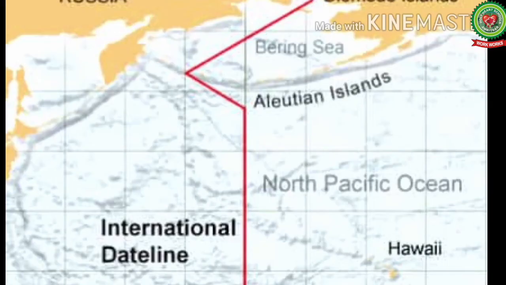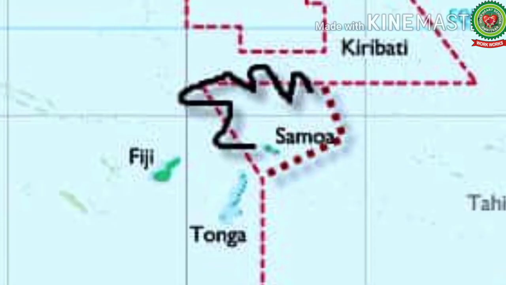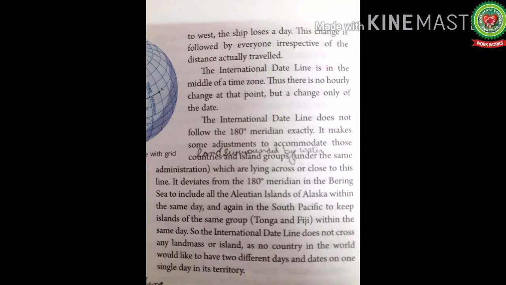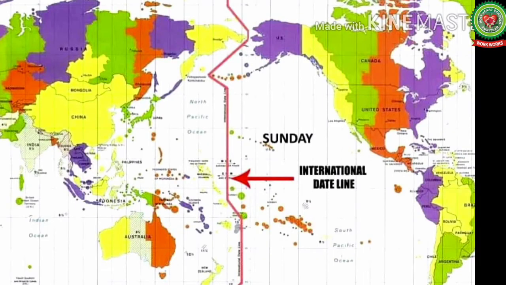It deviates from the 180 degree meridian in the Bering Sea to include all the Aleutian Islands of Alaska with the same day, and again in the South Pacific to keep the islands of the same group, Tonga and Fiji, within the same day. So the international dateline does not cross any landmark or island, as no country in the world would like to have two different days or dates on the single day in its territory. Territory means area. So to avoid the confusion of days or dates, it moves in a zigzag manner.